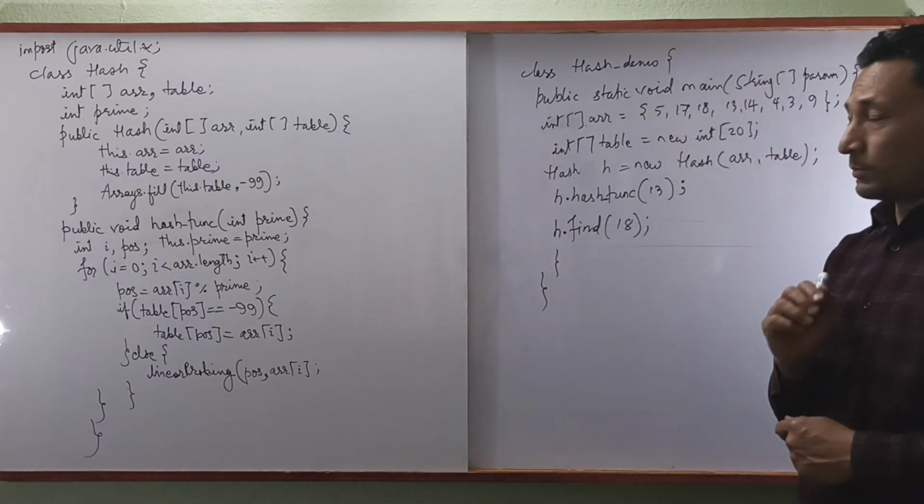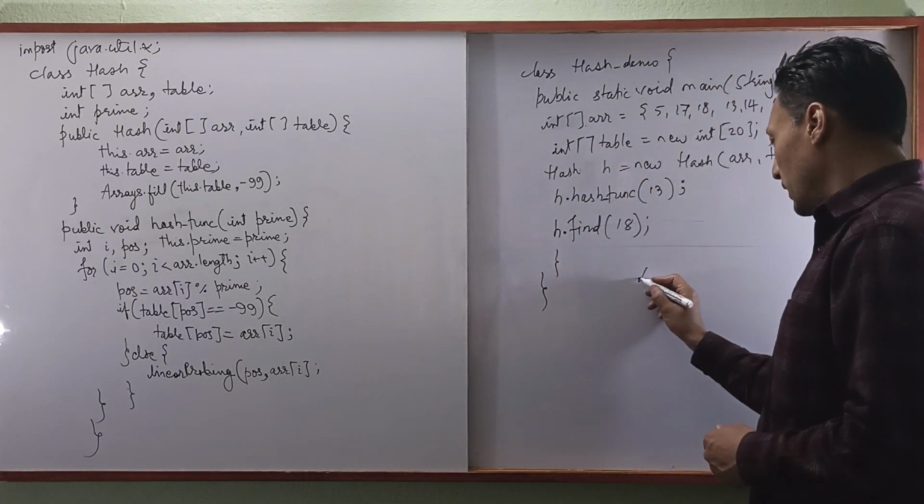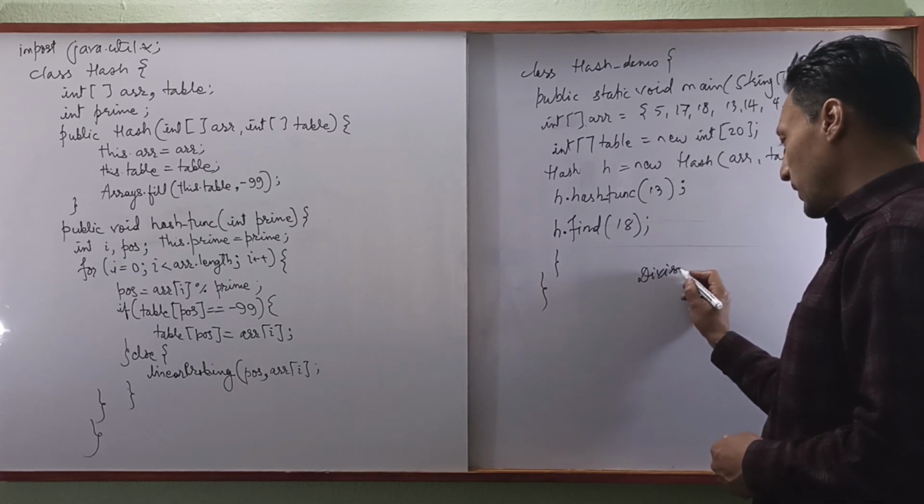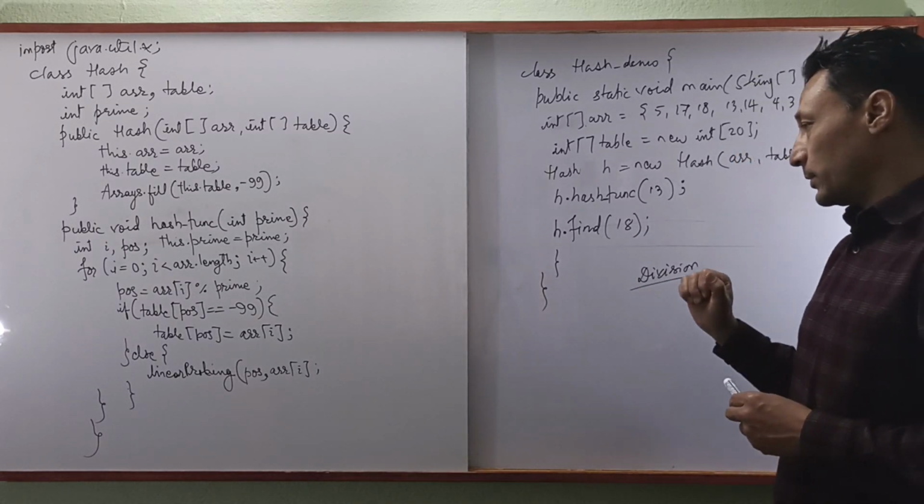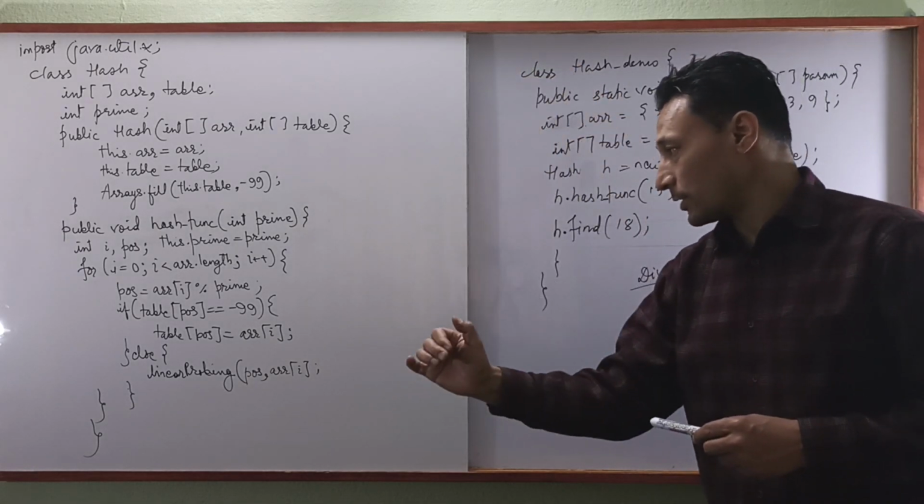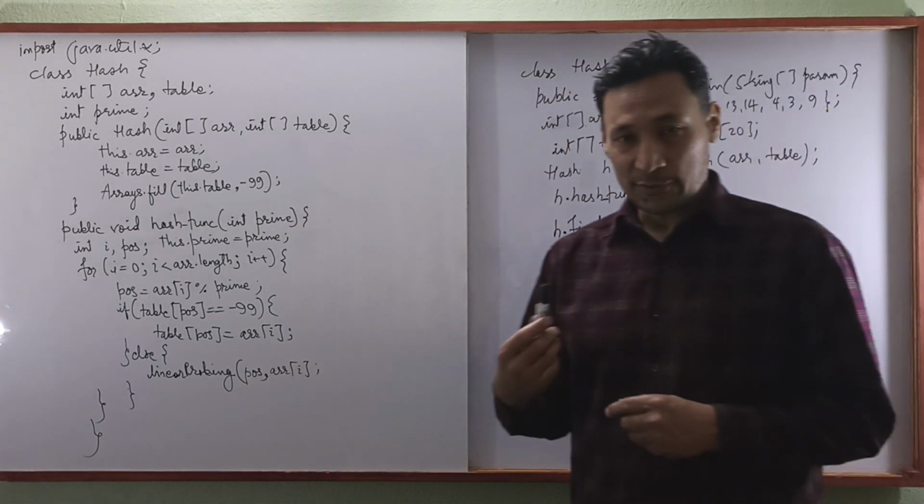So in this way we can implement this hash class. This is a very simple concept. This method is called the division method and it is a very fast method. In the case of the division method, we use a big prime number to divide the list of numbers.